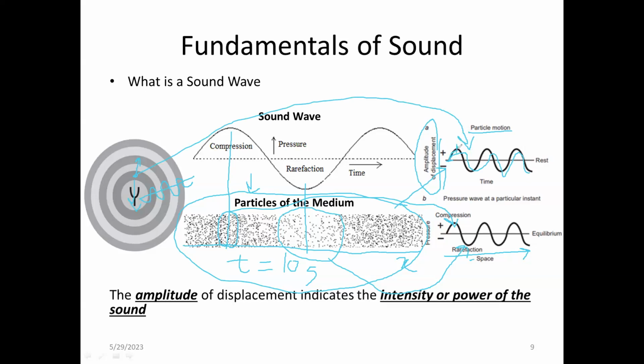And when the source of this disturbance, that is the movement of the tuning fork, goes back to the other direction, it will start getting relaxed and come to the zero point, and then it will become rarefaction. So it will become more relaxed and go to the negative cycle. So it will be a sinusoidal wave, essentially. Now, this amplitude of displacement is also known as the intensity or power of the sound. Right.